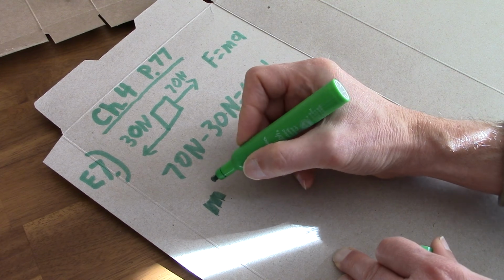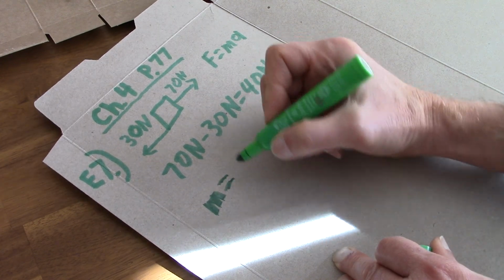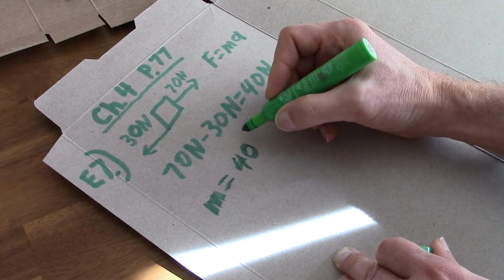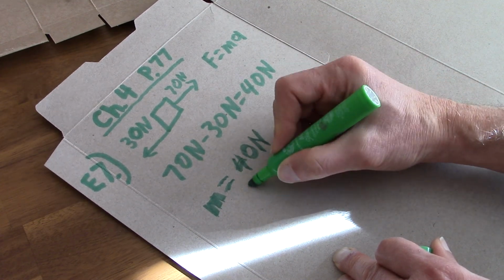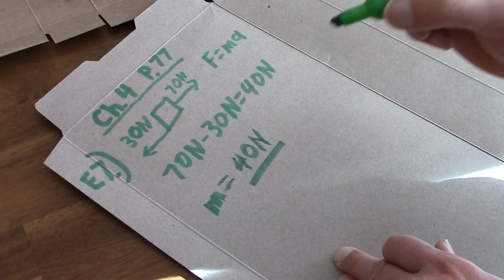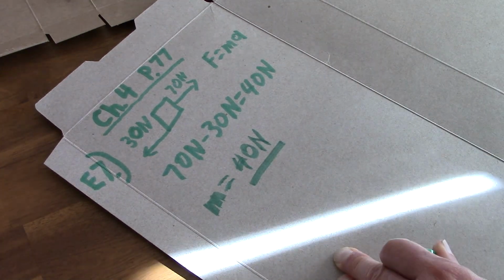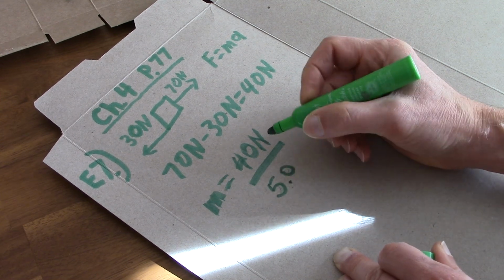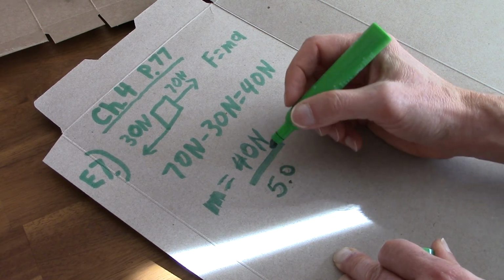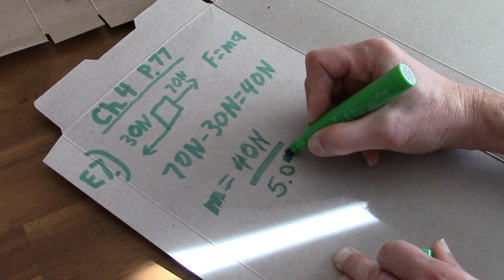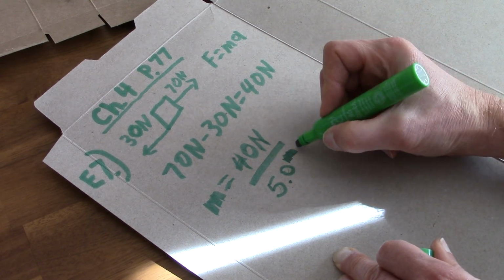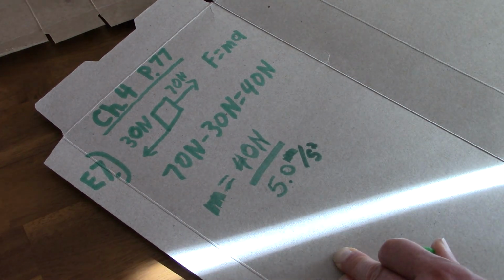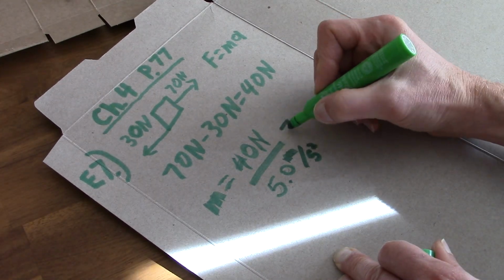So mass is equal to 40 newtons divided by 5.0 meters per second squared. Well, let me write out the units for newtons.